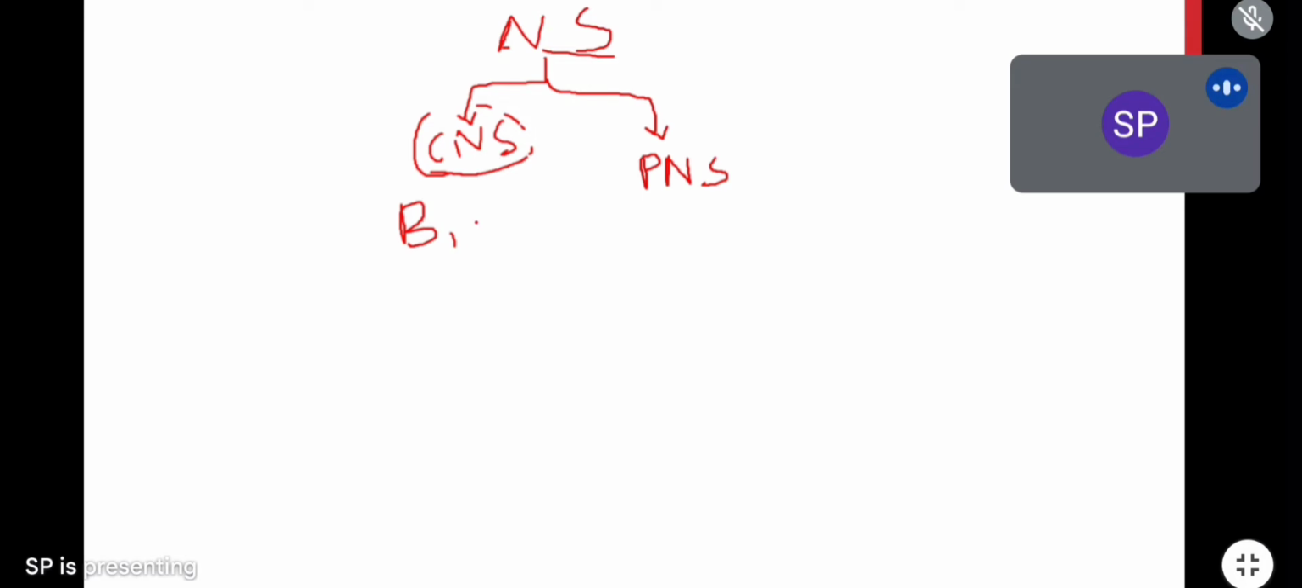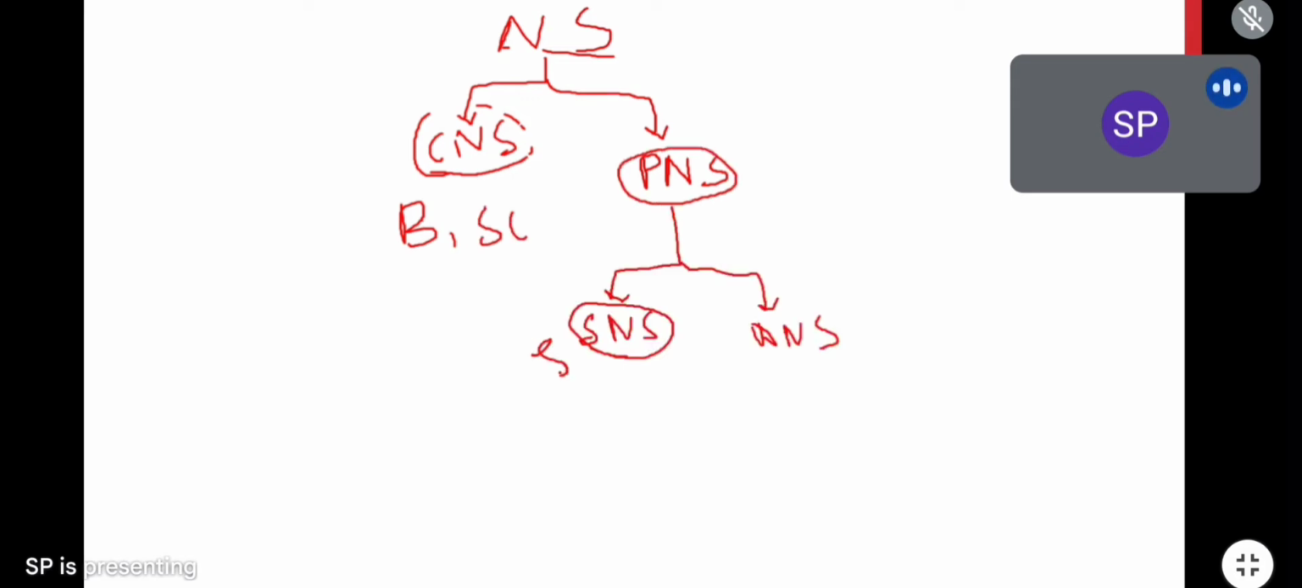The peripheral nervous system is again divided into two types. One is the somatic nervous system or somatic nerve fibers, and the second one is the autonomic nervous system. Somatic nerves are sensory in nature. Remember one thing: somatic nerves are sensory in nature, and they are single fibers. If a somatic nerve arises from the brain or spinal cord, it goes directly and attaches to the skeletal muscles. So a direct single nerve fiber is present in somatic nerves.